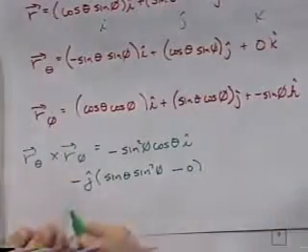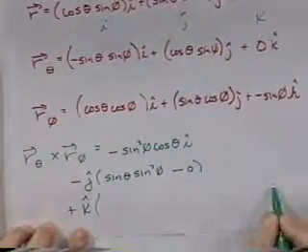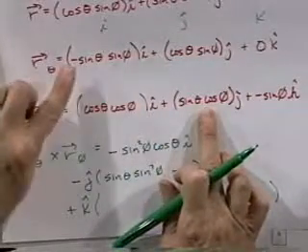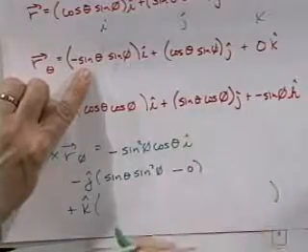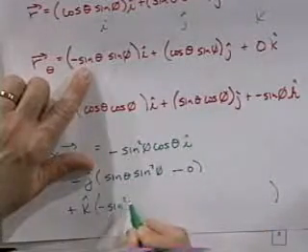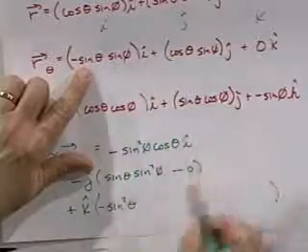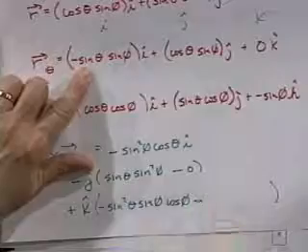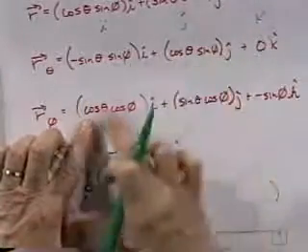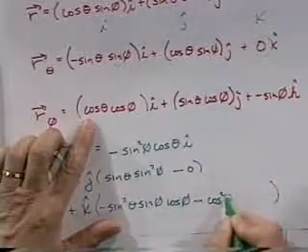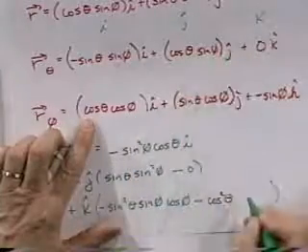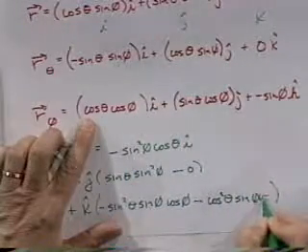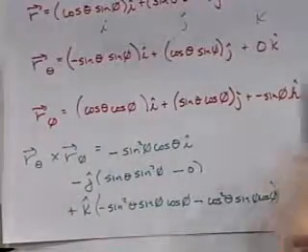Minus, when I go this times that, that's good, I get 0. Plus k times, eliminate the row and column that k is in, and when I go this times this, let's see what I get. I get a minus sine squared theta sine phi cosine phi, minus, and when you go this times this, we have cosine squared theta sine phi cosine phi. Not a pretty problem.